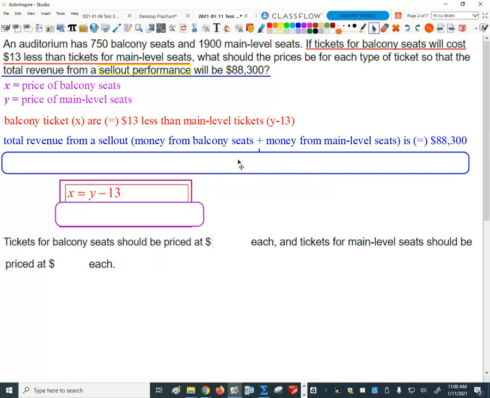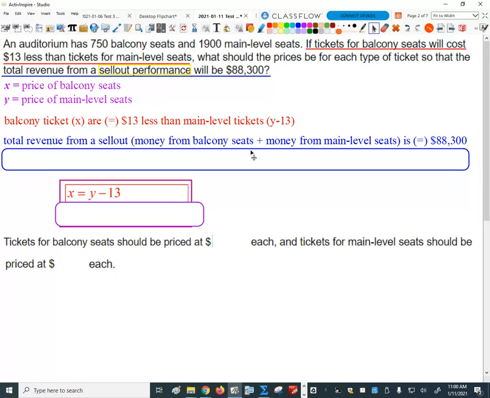Say that again, I'm sorry. Would it be X plus Y equals 88,300? Okay, so X is the price of an individual balcony seat, right? And Y is the price of an individual main level seat. That's what we mean by that up there. Now keep in mind, if it's a sellout performance, we're selling all the tickets, and there's 750 balcony tickets sold, because there's that many seats, and there's 1,900 main level tickets. So you want to maybe adjust that answer just a little bit?